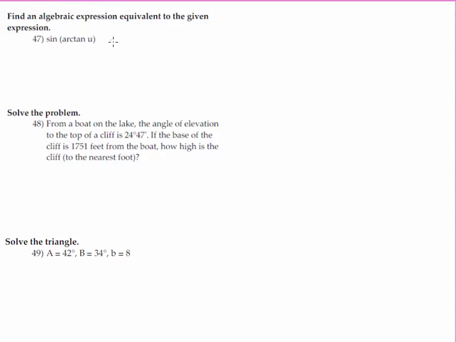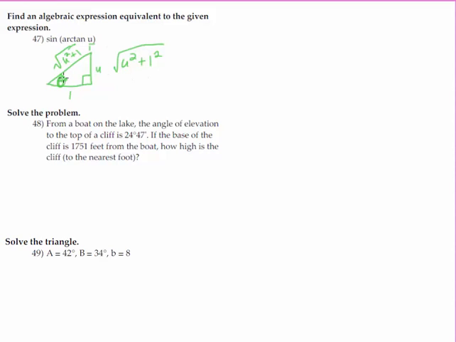47, we're going to make a generic triangle that has a tangent of an arctangent of u over 1. And so we need to label one of our angles theta and then say tangent is opposite over adjacent, so that's u and that's 1. So all we need to do is the Pythagorean Theorem to find the hypotenuse. So it'd be the square root of u squared plus 1, which cannot be simplified.